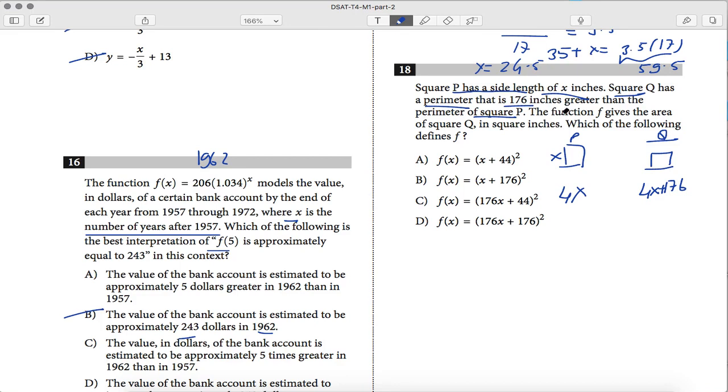They ask us, the function f gives the area of square Q. Well, the area is side squared. So if this is the perimeter of square Q, to find its side, you would need to divide its perimeter by 4. That would give, let's simplify it, 4x over 4 is x, plus 176 over 4 is 44. What is this? This is the side of square Q. If this is the side, its area would be x plus 44 squared. Looking at the choices, this is choice A, and we are done.